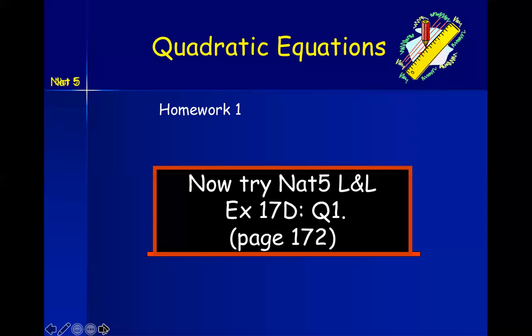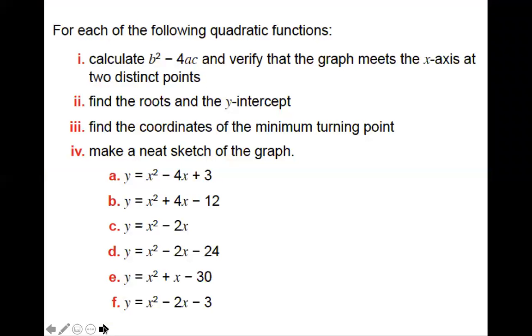So let's have a look at homework 1. Very similar to the example there. The first thing they've asked us here, calculate b squared minus 4ac and verify that the graph meets the x-axis in 2 distinct points. Find the roots and the y-intercept. Find the coordinates of the minimum turning point. Make a neat sketch of the graph.